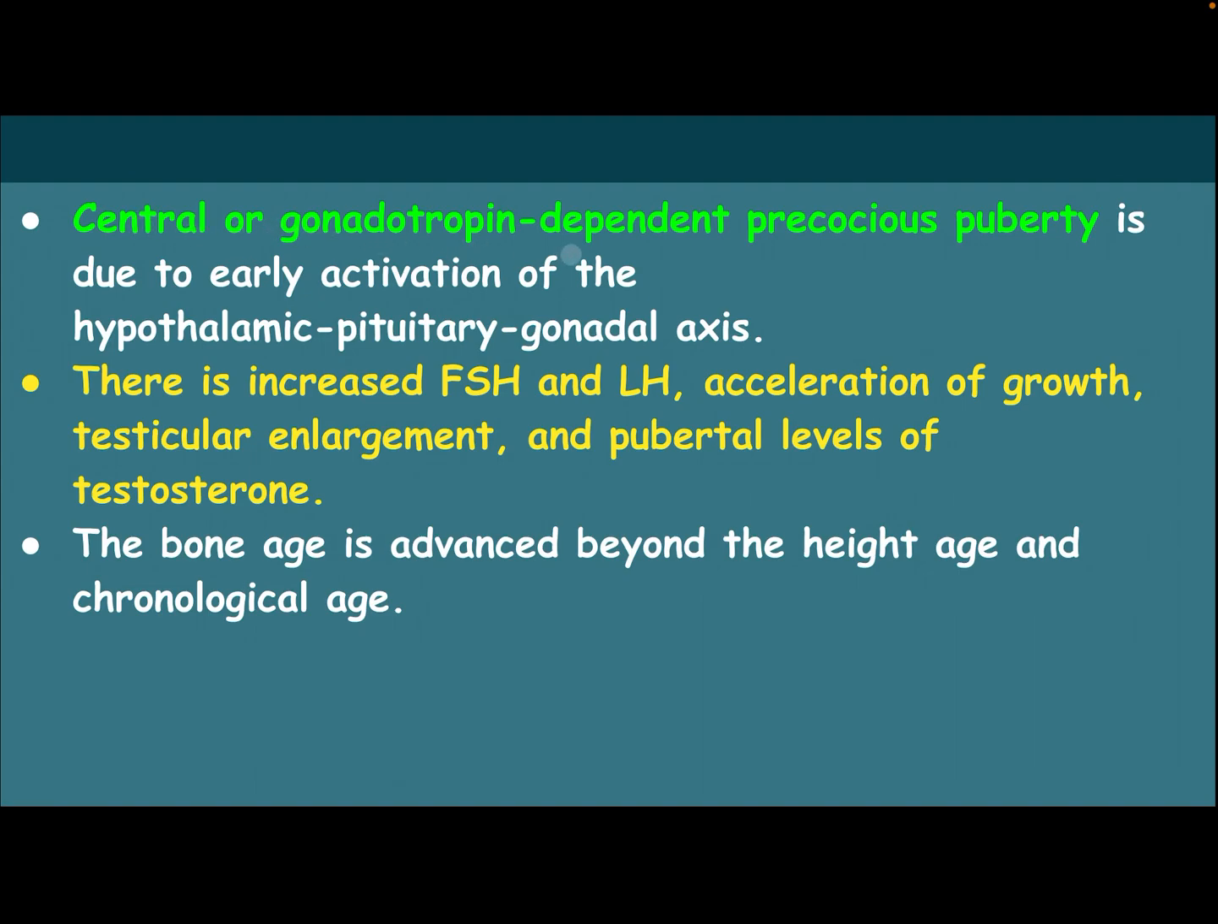Central or gonadotropin-dependent precocious puberty is due to early activation of the hypothalamic pituitary gonadal axis. There is increased FSH and LH, acceleration of growth, testicular enlargement, and pubertal level of testosterone. The bone age is advanced beyond the height age and chronological age.